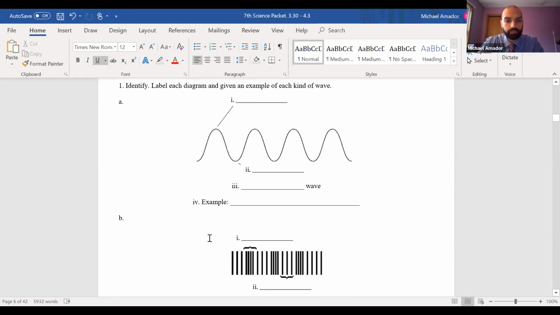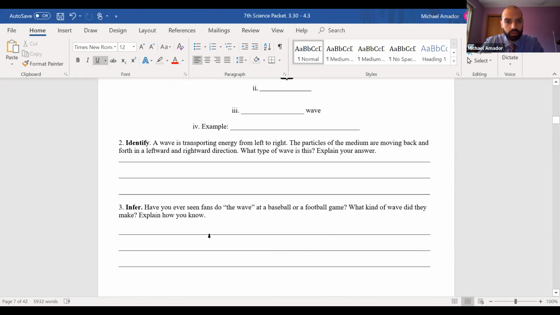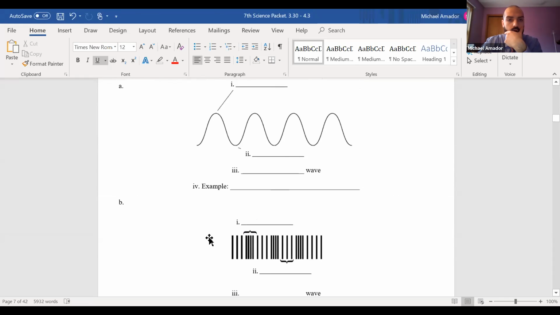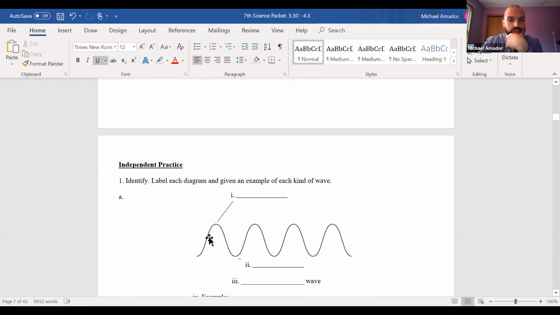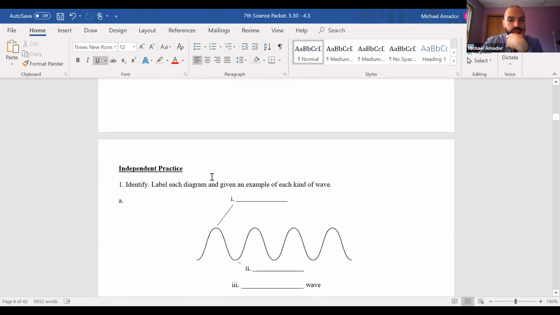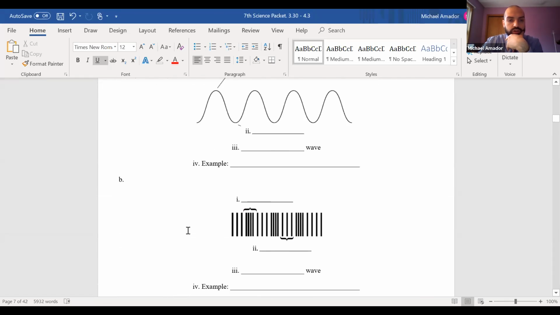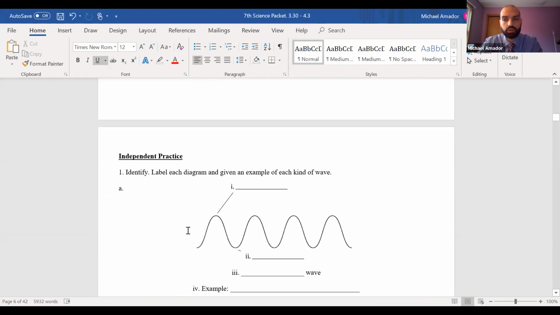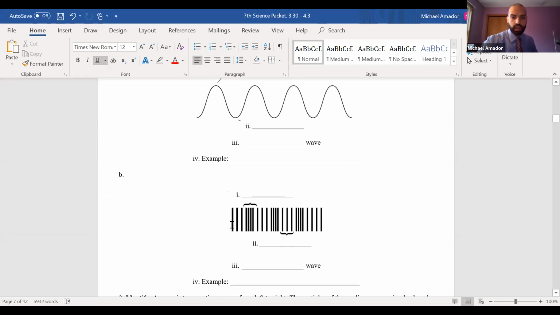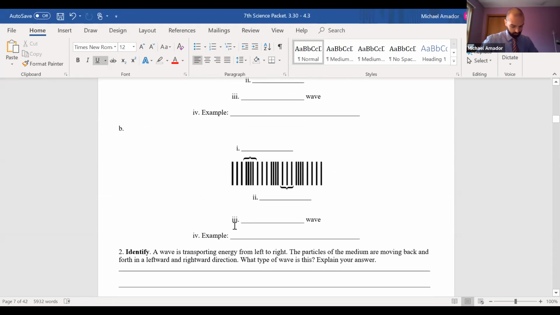All right. So for homework, what I want you to do is to finish this independent practice, which is labeling the diagram. So there's 3 questions here. So do questions 1, question 2, and question 3. To wrap up the key points of today's lesson, there are 2 types of mechanical waves. Jessica, are you raising your hand to summarize the key points?